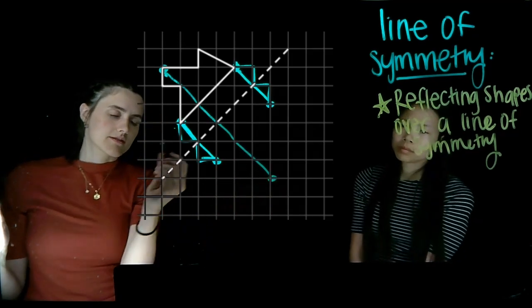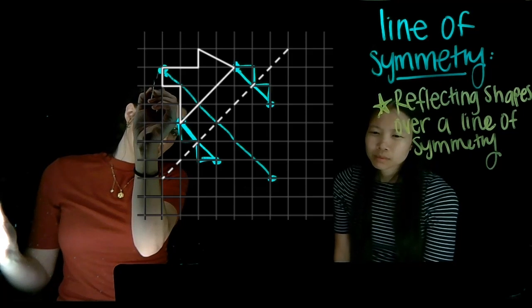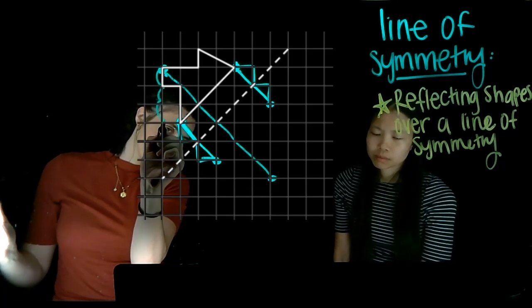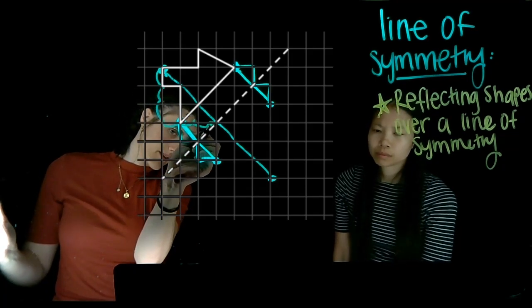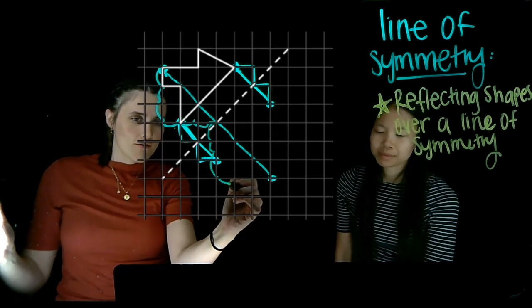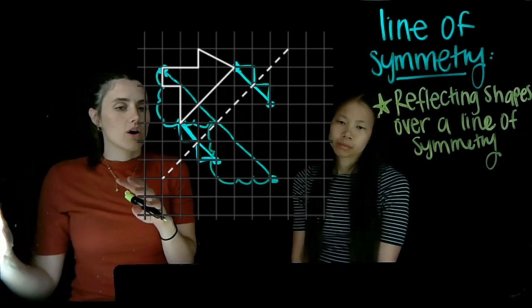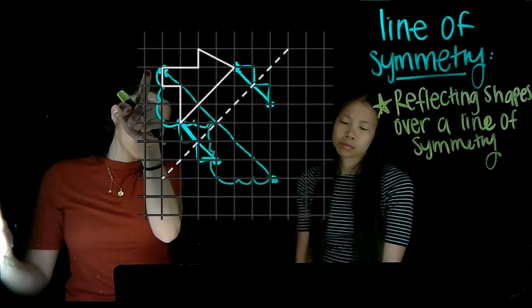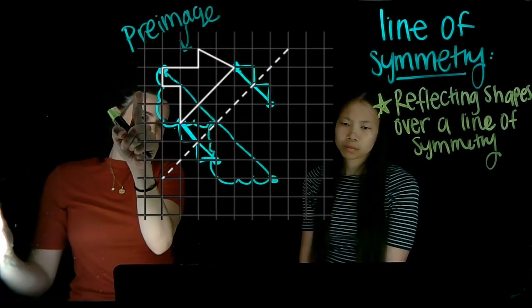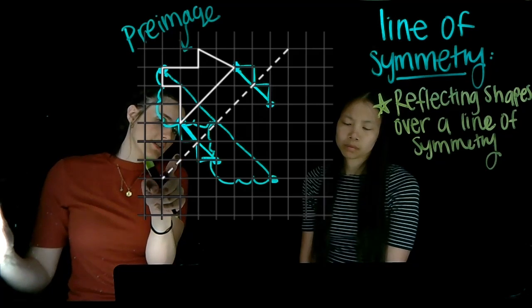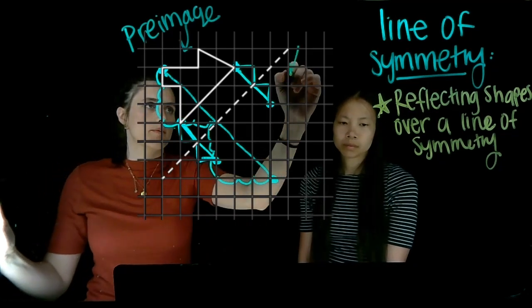Again, we could use the slope idea, and we could see we go from this point, we go down 1, 2, 3, and then we go over 1, 2, 3. We'll do the same thing from here. 1, 2, 3, and then over 1, 2, 3, and we match it up there. So there's a couple different ways you can think about it, but our goal is to make sure that each point from our pre-image right here is the same distance away from the line of reflection as each point in our image.